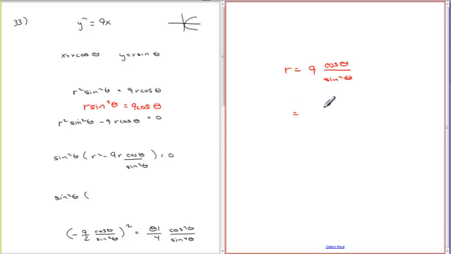And then you could write this as 9 if you multiply both the numerator and the denominator by cosine. You get cosine squared theta in the numerator divided by the sine squared of theta, and then you would divide by the cosine of theta. And so you'd have 9 cotangent squared of theta times cosecant of theta. Is it cosecant?